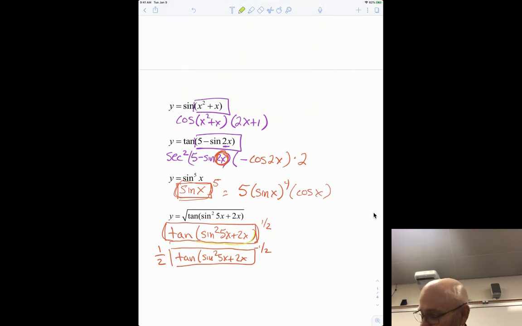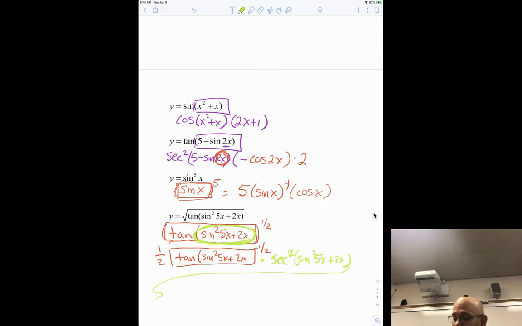So I'm going to do the same thing I did in the last one. It's tangent of, we'll call that the ellipse. I don't know if it's an ellipse or not. So the tangent of something, the derivative of that tangent of something is secant squared of that same something, or of the ellipse. Okay.